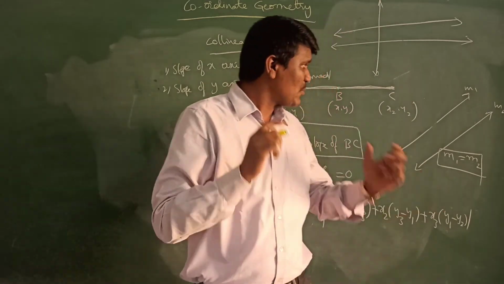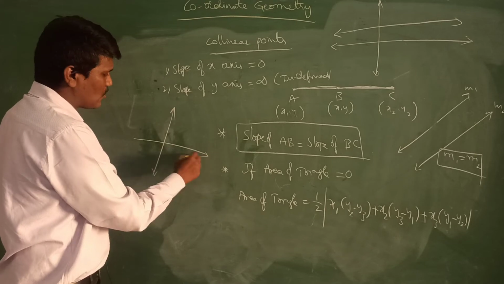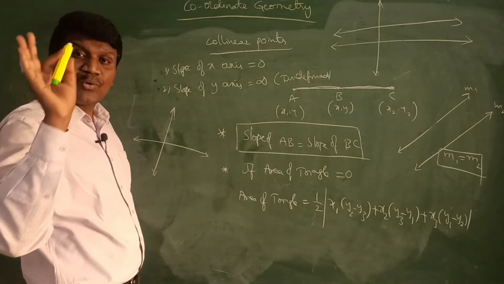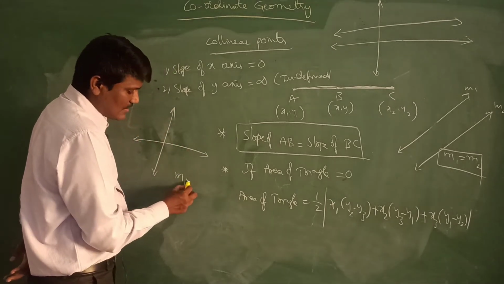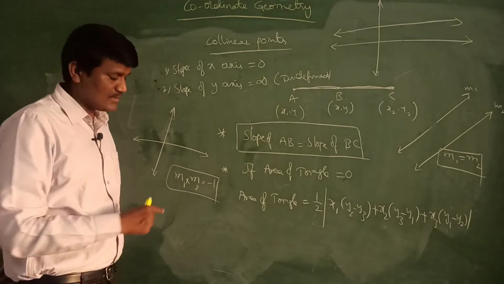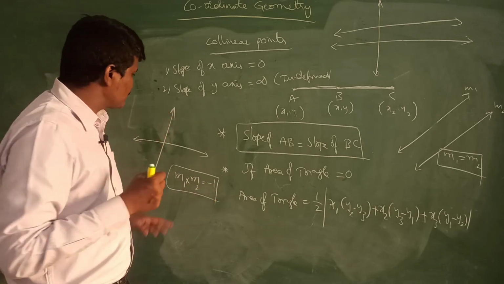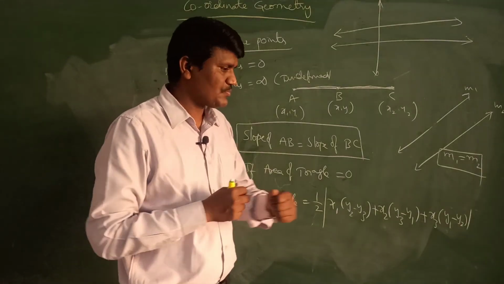Okay students, suppose two lines are perpendicular. If two lines are perpendicular, what is the slope? If two lines are perpendicular, the product m1 into m2 is equal to minus 1. m1 into m2 is equal to minus 1. So this is about slope.